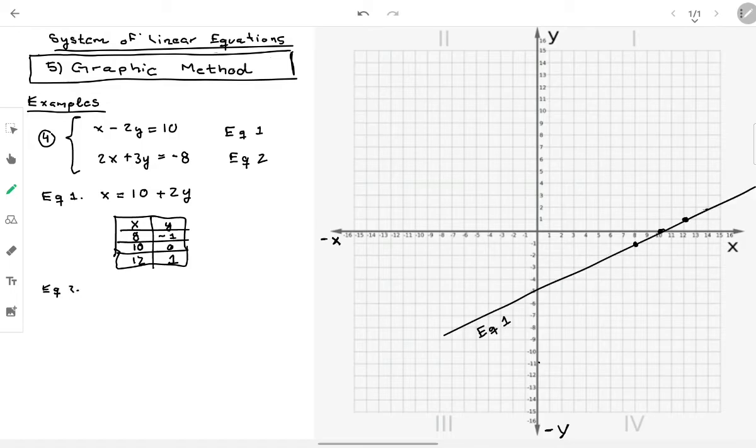So we have already the line for equation number 1, so we need to do the same for equation number 2. So it's going to be 2x equals minus 8 minus 3y. That will mean x equals minus 8 minus 3y, all of it divided by 2. So let's do the little table.